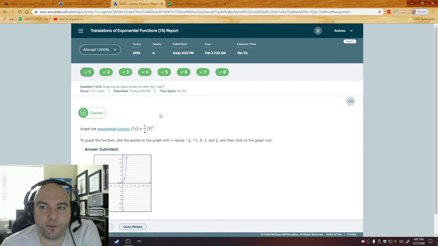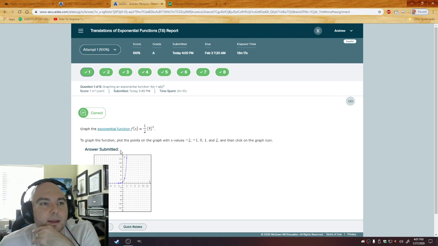So problems 1 through 5 was just me graphing this, and what I did was I used Desmos to plot the 5 points they wanted and put them on here. Sometimes I typed them in manually. Actually, all the time I typed them in manually. But if it was a repeating decimal, I had to, on Desmos, change it from a repeating decimal number to a fraction. So make sure you do that if you need to.